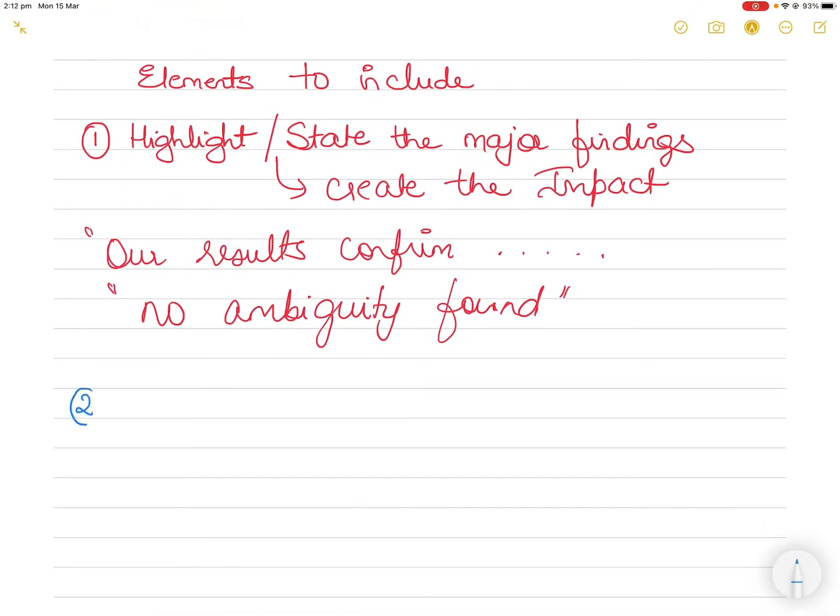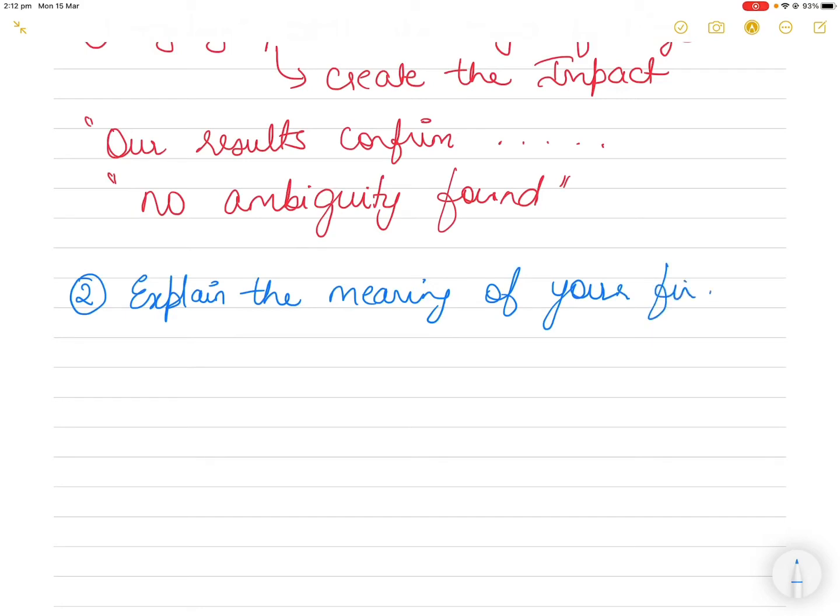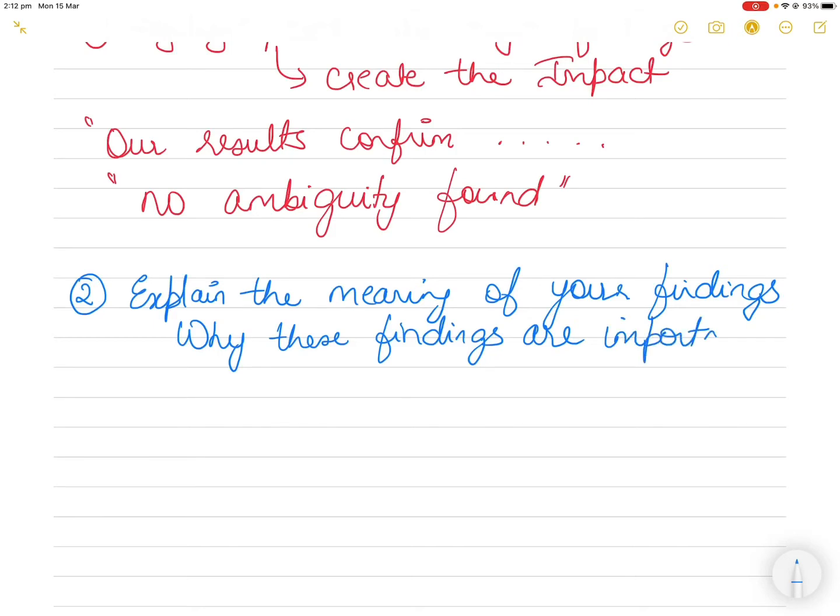What should be included next? Explain the meaning. So here you can expand on the findings, explain the meaning of your findings, which you can't do in the conclusion, because conclusion is a much shorter section. Why these findings are important, what it means for the reader, or what it means for the community, what it means for the people or the area where you have created this impact, why these findings are important.